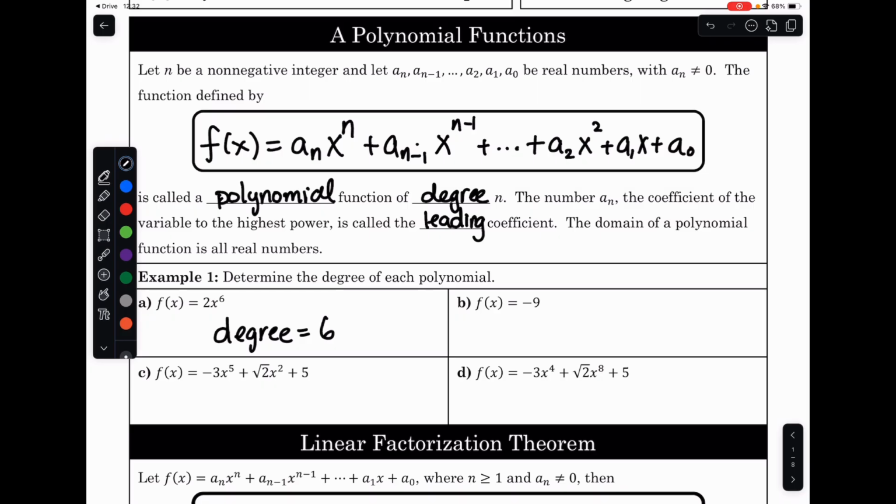While on the letter B, since there is no x to a power, that means that this is a polynomial of degree 0, your constant. It has no x value, so the degree is 0 for that term.